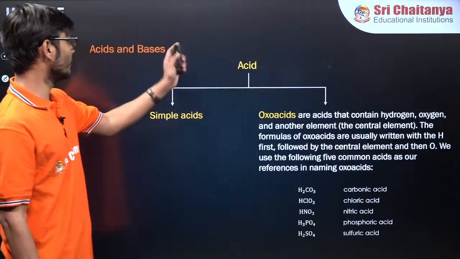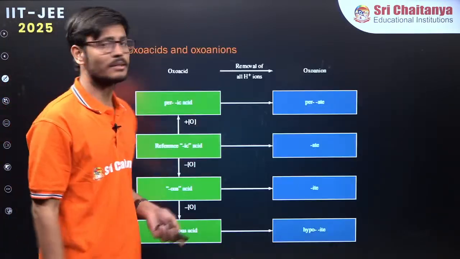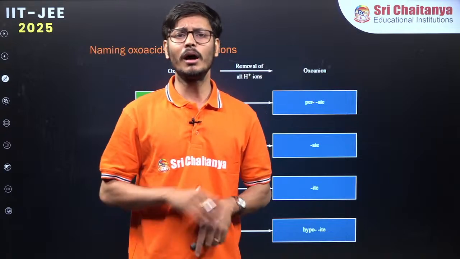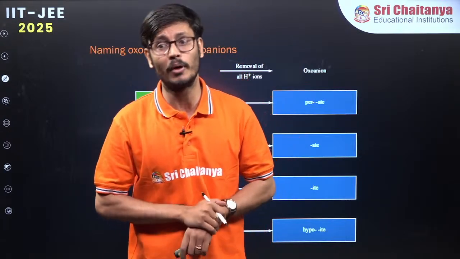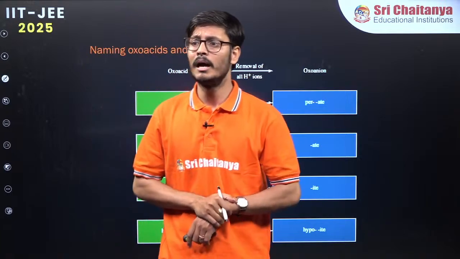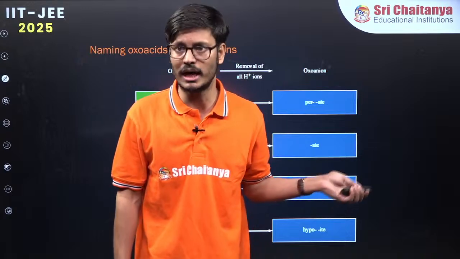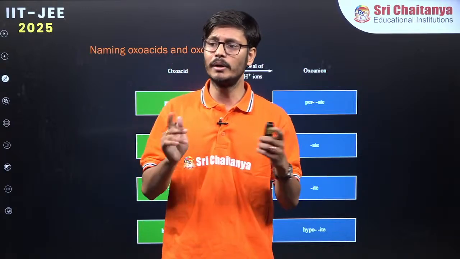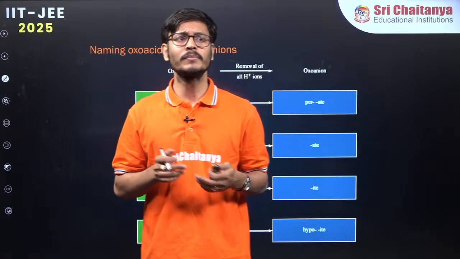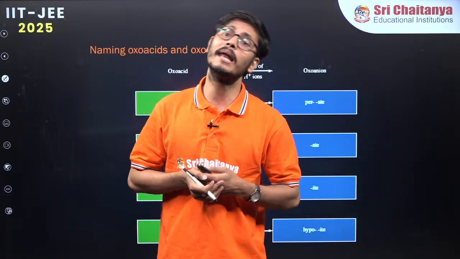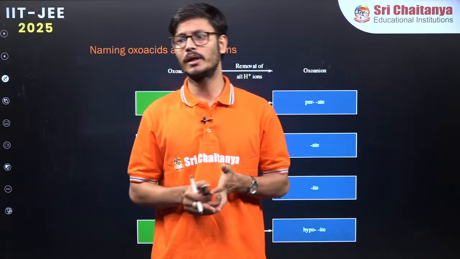Why will ous and ic come? We'll come to the acids and bases, and then nomenclature of oxo acids and oxo salts. So tomorrow's class will be very, very important. Tomorrow we'll finish the nomenclature. Please be in the class. Just now I've started with the idea of nomenclature. There is so much to study. We'll cover this in approximately 1 month, and we'll start with electronic configuration tomorrow. Okay. Thank you guys. Thank you so much.